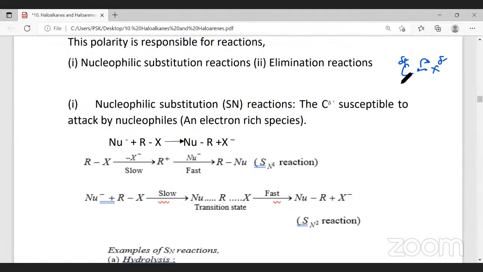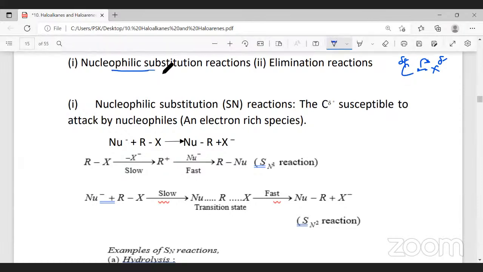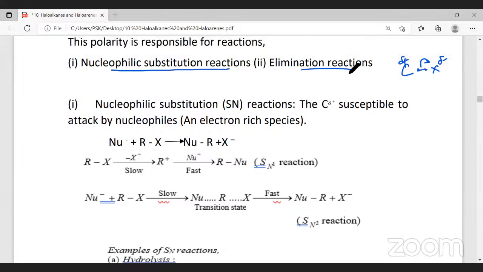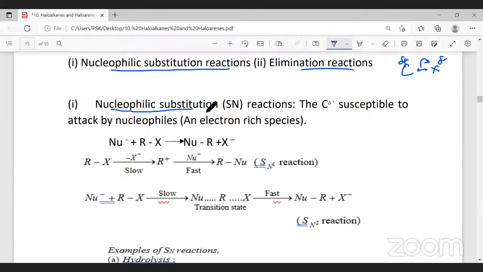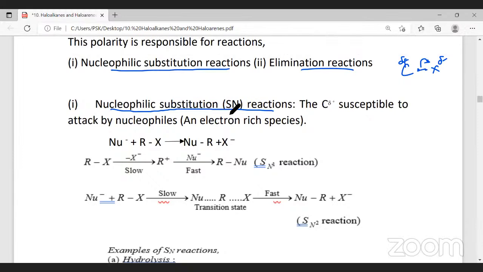When we say it's responsible for reaction, it undergoes 2 different types of reactions. One is nucleophilic substitution reaction, and the other is elimination reactions. So alkyl halides will undergo nucleophilic substitution reaction, and they also undergo elimination reactions. The first one is nucleophilic substitution reaction. It is also called a substitution nucleophilic reaction. Therefore, it's called SN reactions. S stands for substitution, N stands for nucleophile.